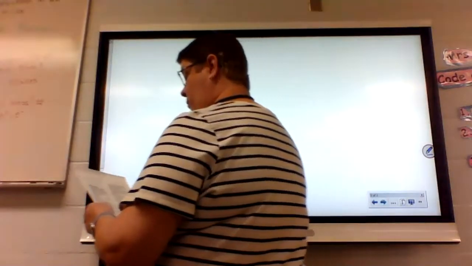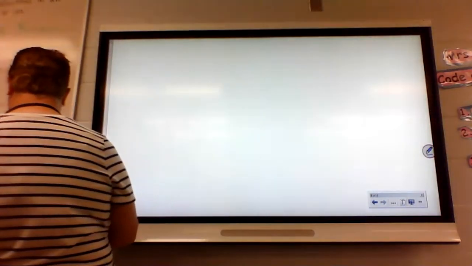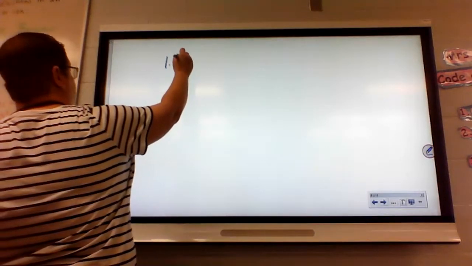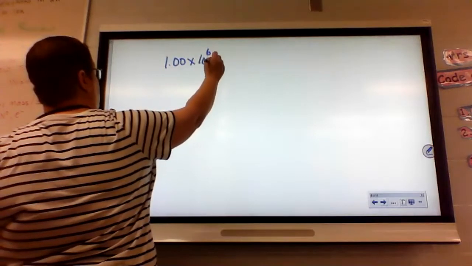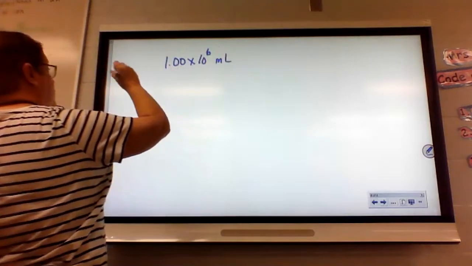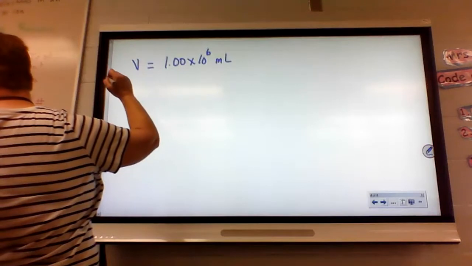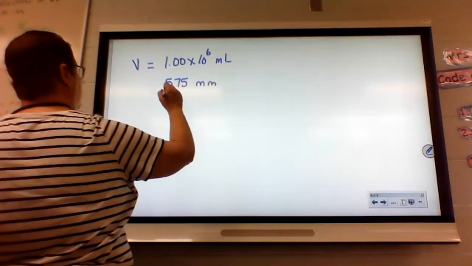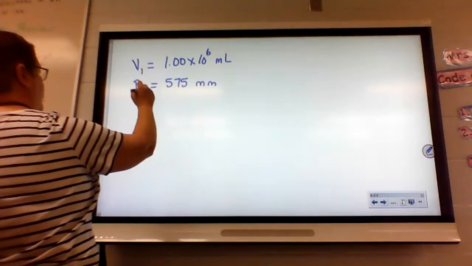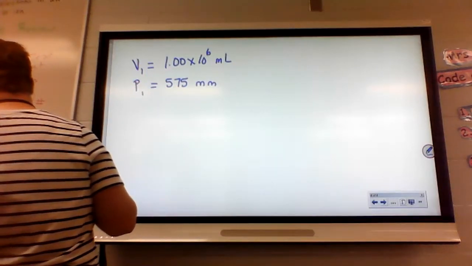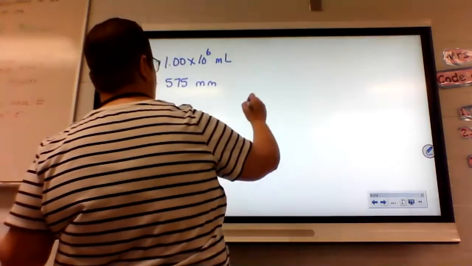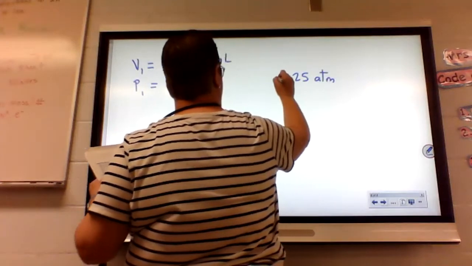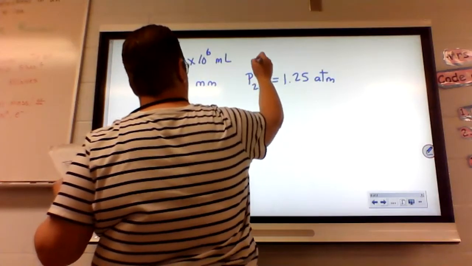Number 3 on the back says if a sample has 1 times 10 to the 6 milliliters. What's a milliliter? That's a volume. And then we keep reading and it says 575 mmHg. What's a mmHg? That's a pressure. So we're going to make that V1 and P1. It's subjected to a pressure of 1.25 ATMs. That's a pressure. And it wants us to find volume again.